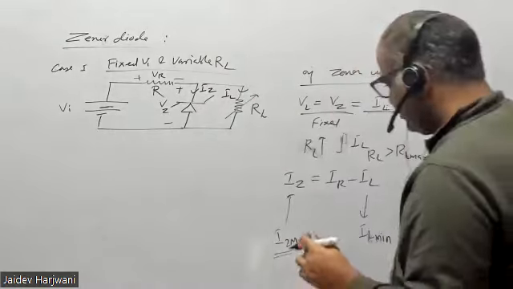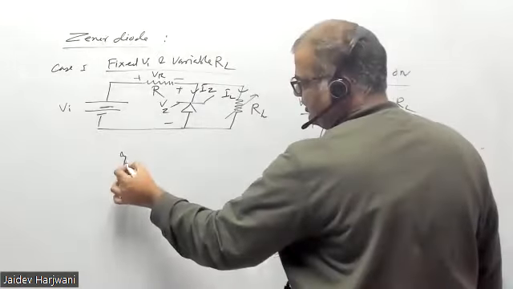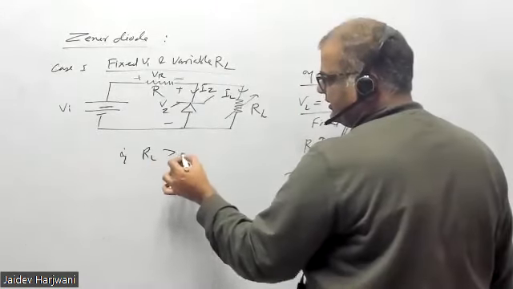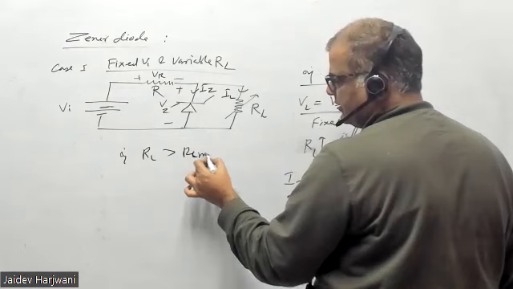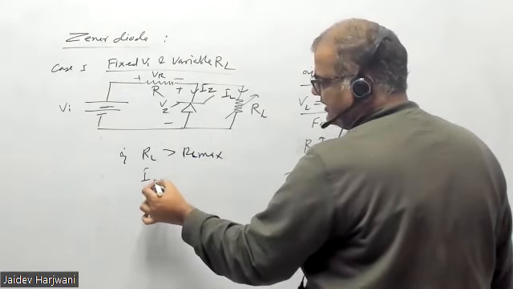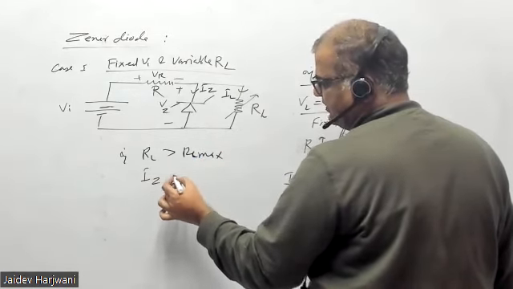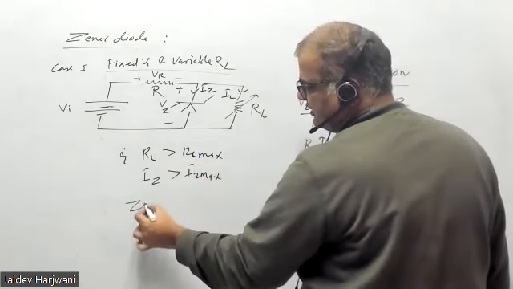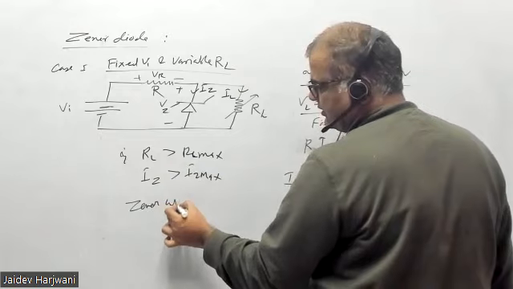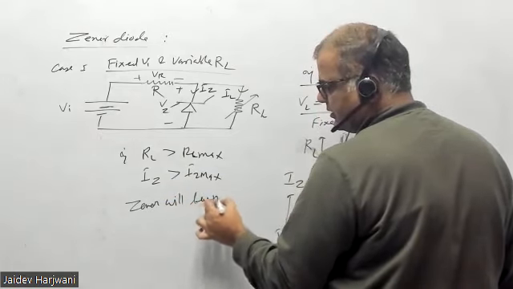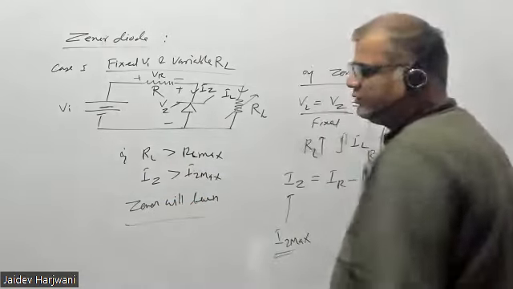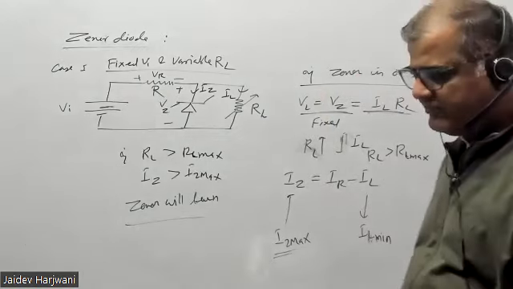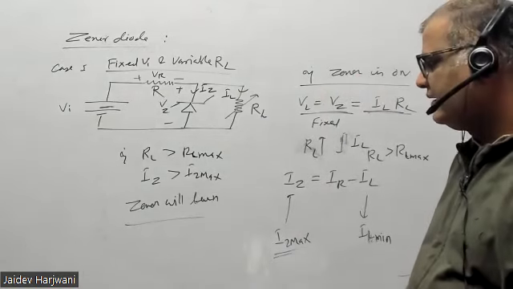Okay. So if RL is greater than RL max, IZ will become greater than IZ max, and the Zener will burn. So for a given circuit, you can't go beyond a particular limit of RL.